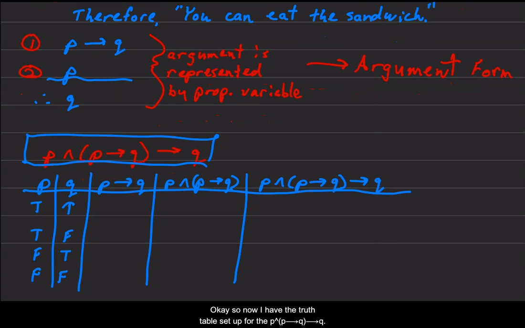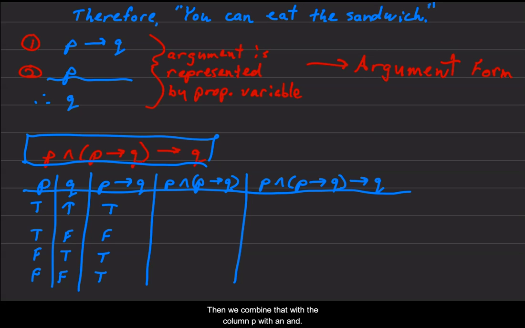Okay, so now I have the truth table set up for the P and P then Q then Q. So first thing we'll look at is P then Q. When P is true and Q is true, then this is true. True then false is false. False then true is true. False then false is true.